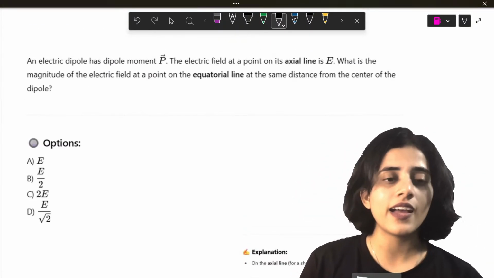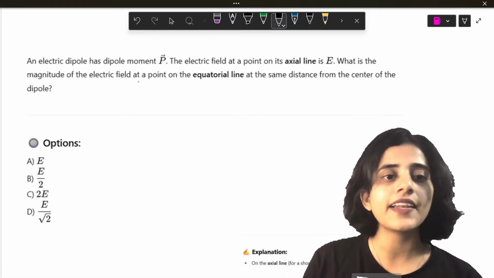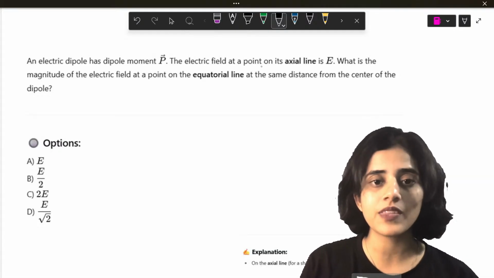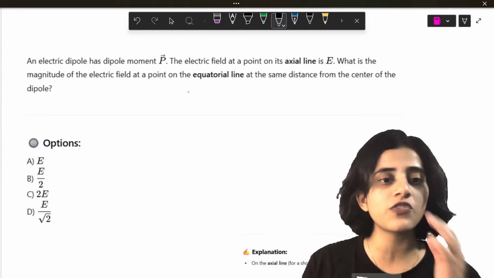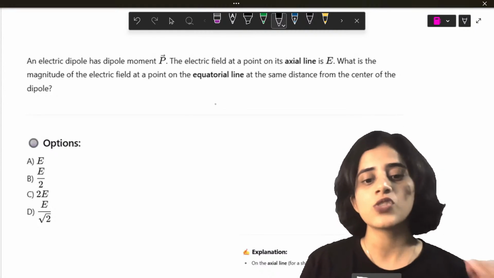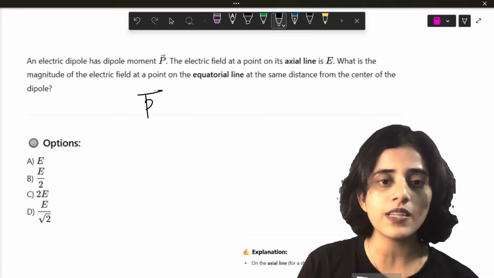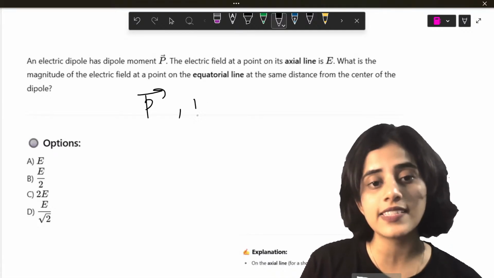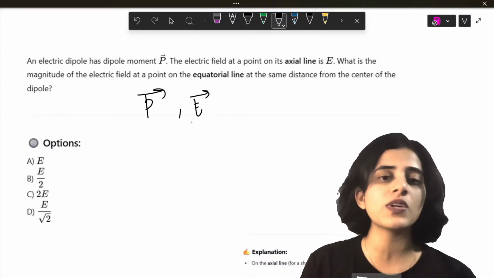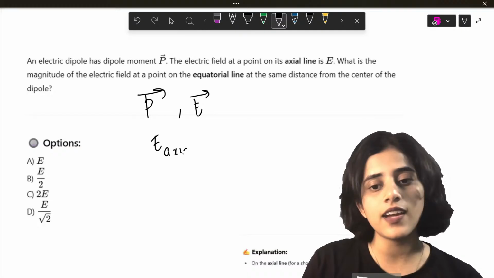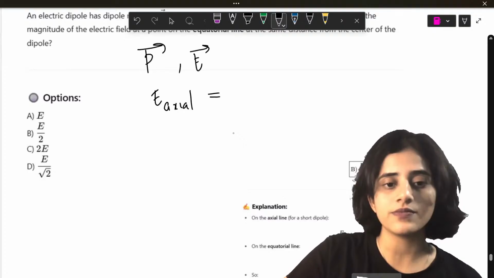Next. This is a question. An electric dipole has a dipole moment of P. The electric field at a point P on its axial line is E. What is the magnitude of the electric field at a point on the equatorial line? So if it's equatorial, what should the formula be? What is the relation between E axial and E equatorial? E axial is equal to 2 times E equatorial.